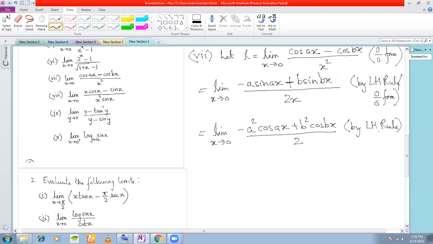Now if you put x equal to 0, you'll get a finite form. You get minus a square cos 0 plus b square cos 0, divided by 2, which is nothing but (b square minus a square) by 2. That's what this is. Okay, let's see the next one.